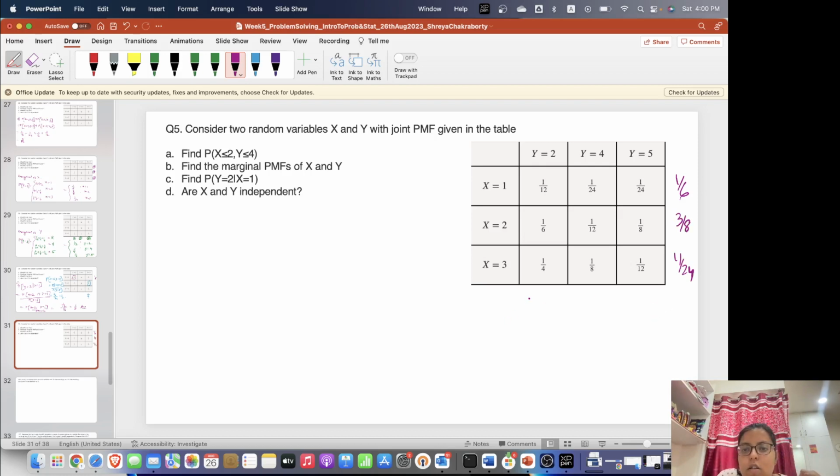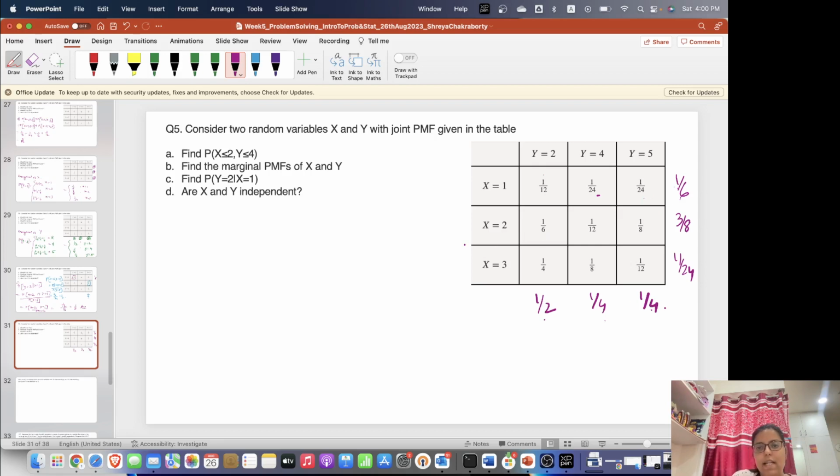Here, y equal to 2 we had half, y equal to 4 we had 1/4, and y equal to 5 we had 1/4. So for this, it is holding. 1 by 12 equals 1/6 into 1/2. 1 by 24, 1/6 into 1/4. Again 1 by 24, 1/6 into 1/4.